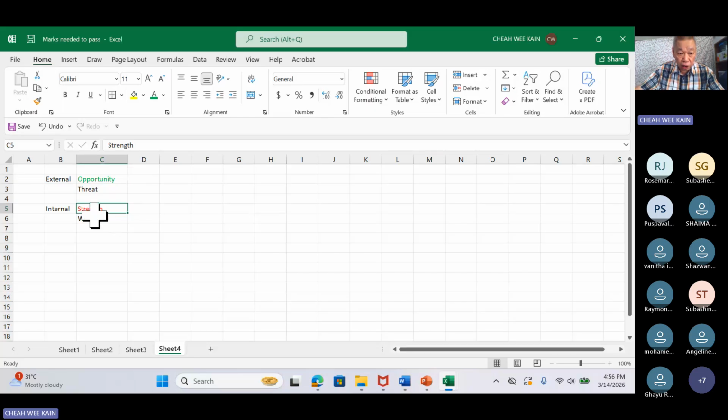Now, after you have done this, then you consider your mission and vision. Not mission, vision comes first. It is the external and internal understanding. Then only you look at your mission and vision.